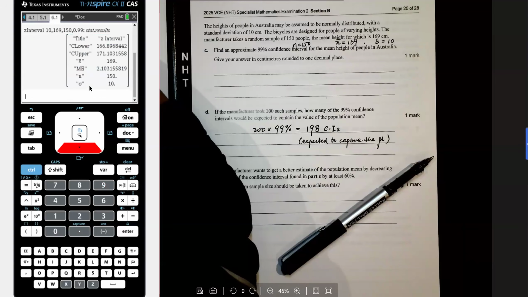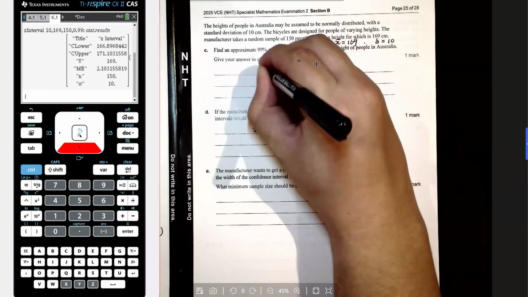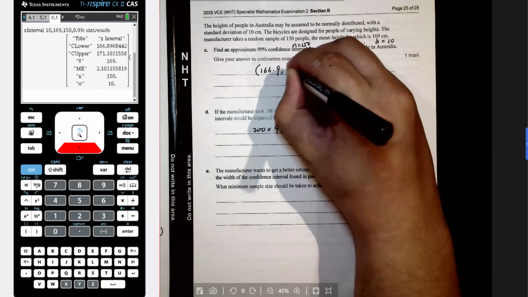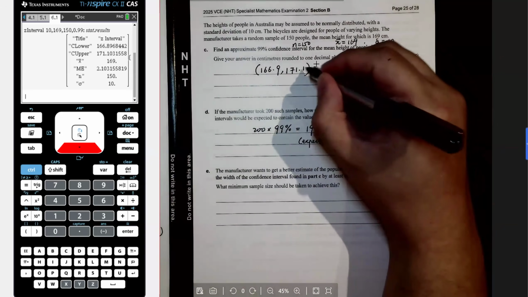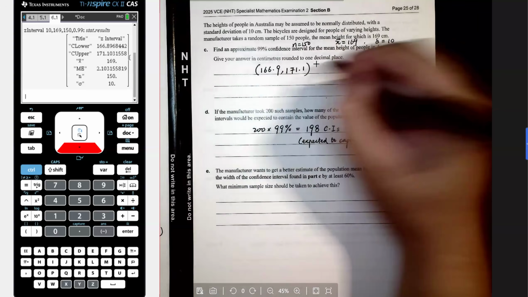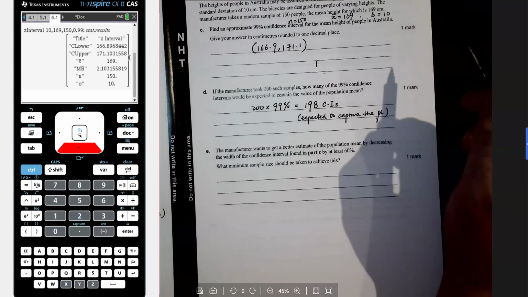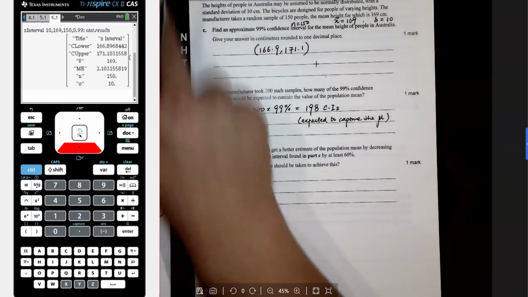Okay, so it's 166.9 and 171.1, rounded to one decimal place. So 166.9, 171.1. Okay. The VCAA format should use round brackets. I use round brackets, okay? But if you want to use square brackets, technically speaking, it's not wrong, I would say.